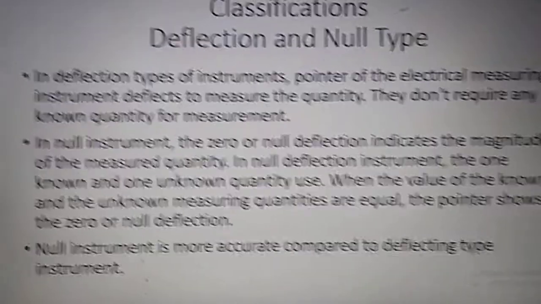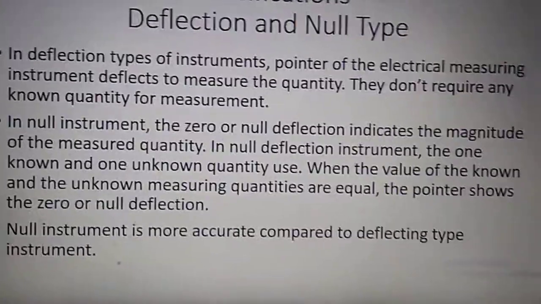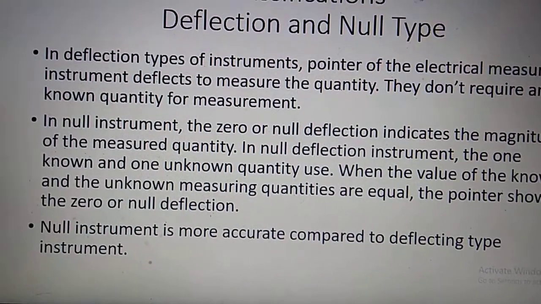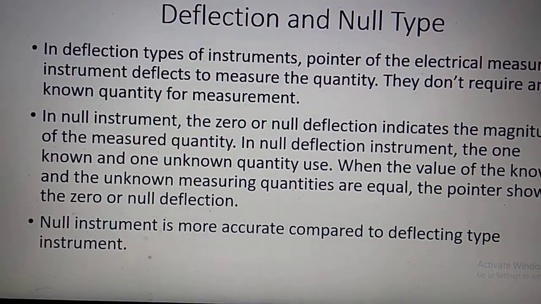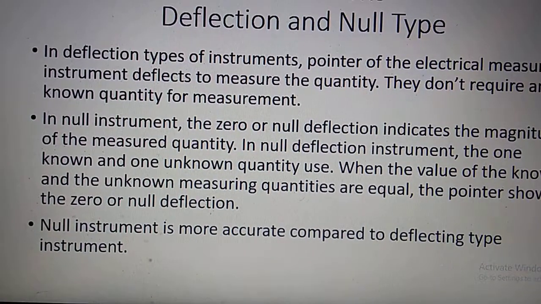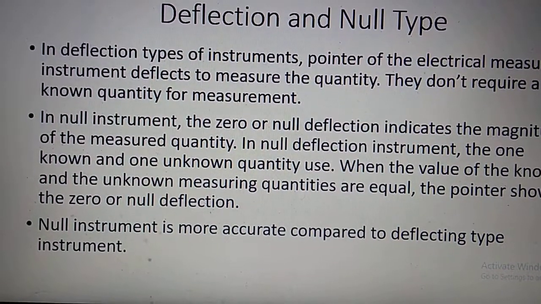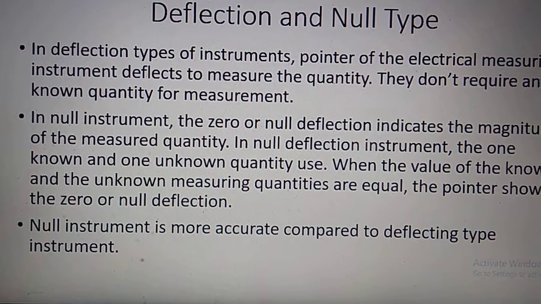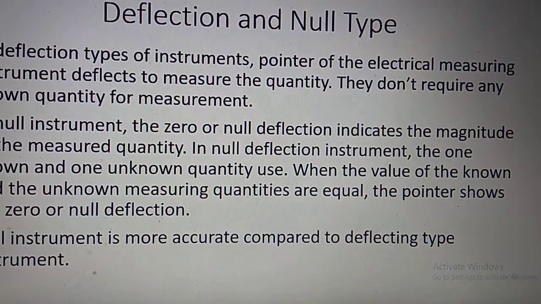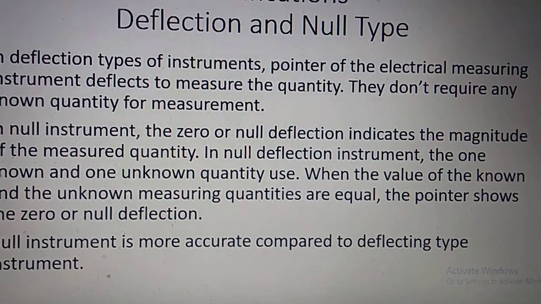Now, null type instruments are more accurate compared to deflection type instruments, since it shows a zero position or balance position. It works upon the balance principle. So null type instruments are generally more accurate compared to the deflection type instruments.